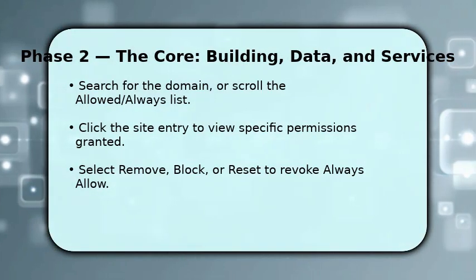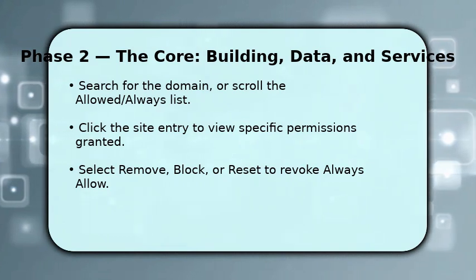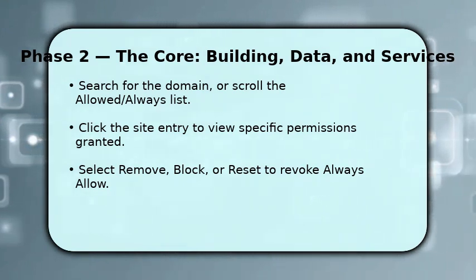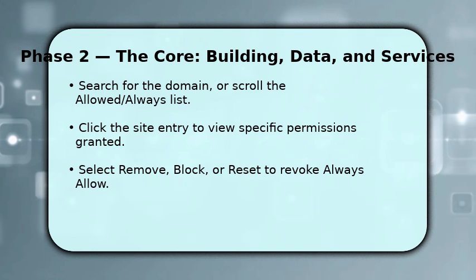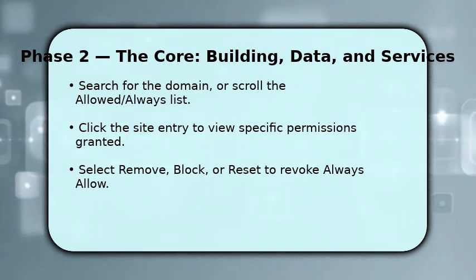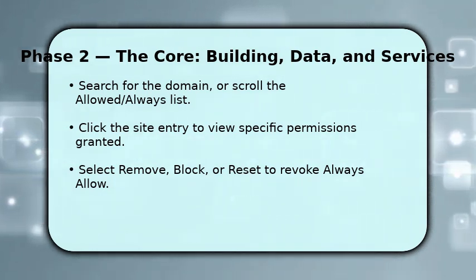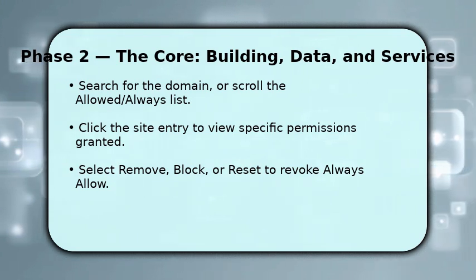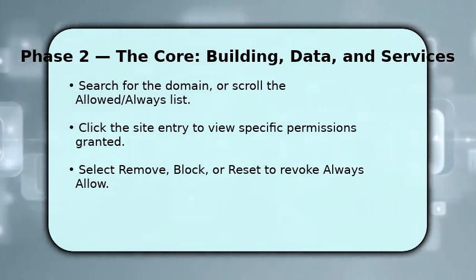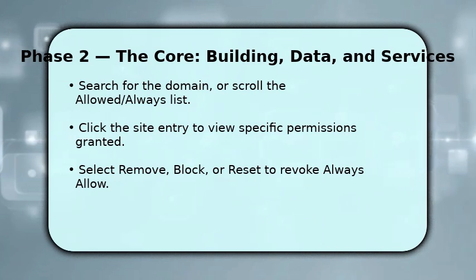Now you will identify the specific website to change. Use the search field to type the domain or scan the allowed list until you find the site entry. Click the site to expand permission details so you can see what was set to Always Allow. Choose Remove Block or Reset for that site. Removing rescinds the Always Allow rule while blocking enforces denial.